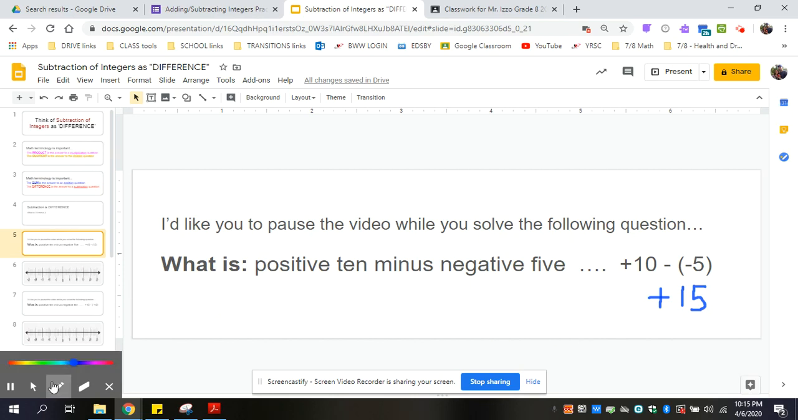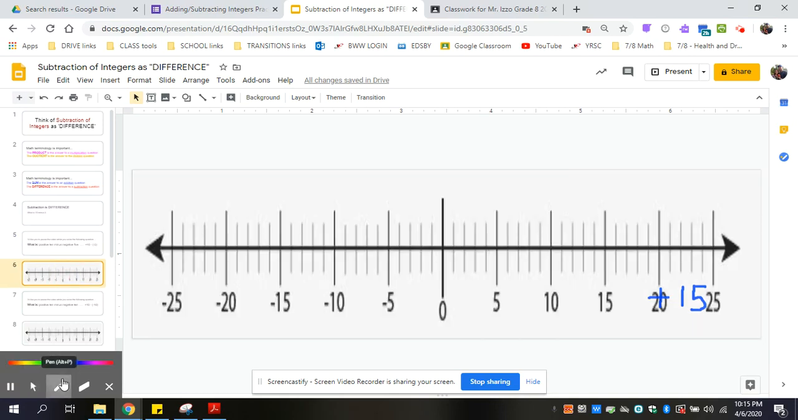But let's look at the number line version, the difference version of that same problem. On my number line, we have positive 10 here. We have negative 5 here. I want you to think about what is the gap between those two yellow lines. 1, 2, 3, 4, 5, 6, 7, 8, 9, 10, 11, 12, 13, 14, 15. There's a gap of 15 between the two numbers. And that's your answer, positive 15.